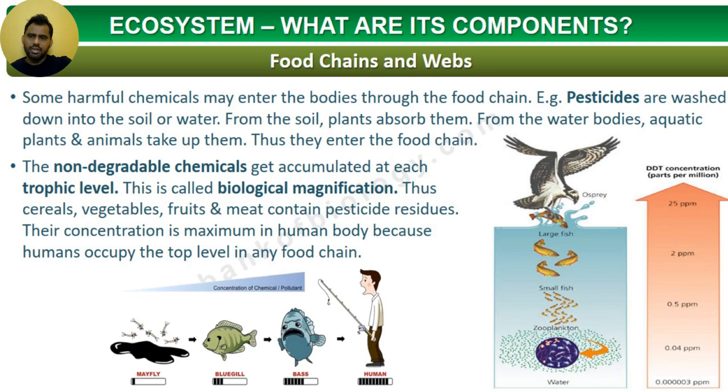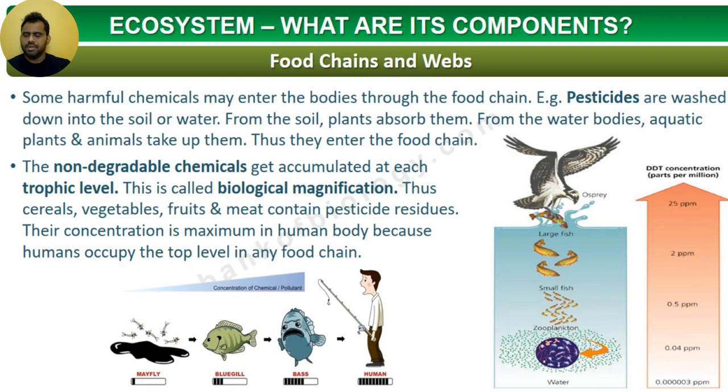The non-degradable chemicals get accumulated at each trophic level. This is called biological magnification. Now, defining biological magnification comes in the exam. The answer is: the non-degradable chemicals get accumulated at each trophic level, and this is called biological magnification.